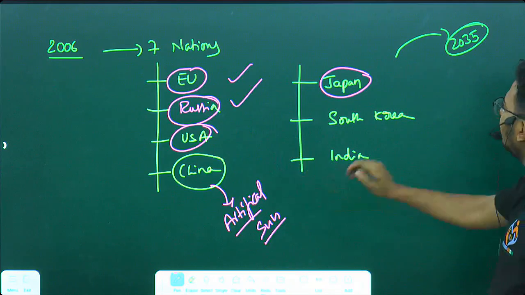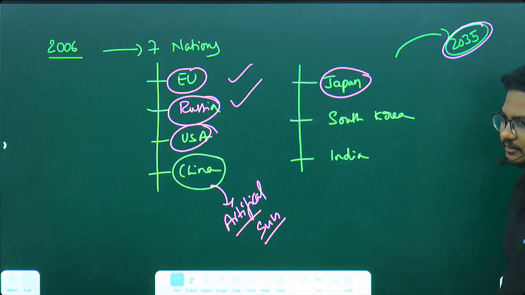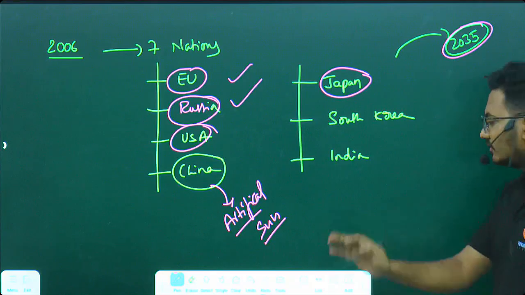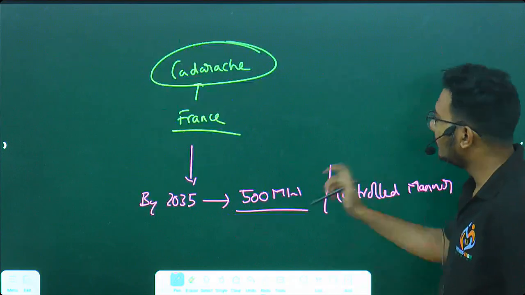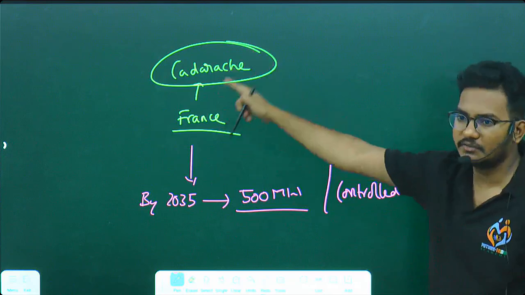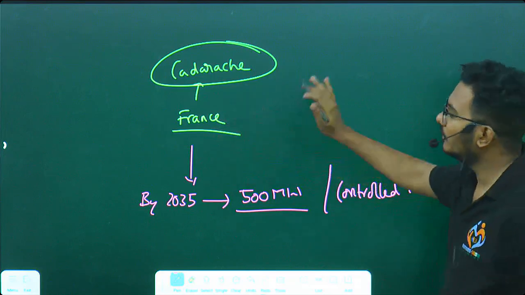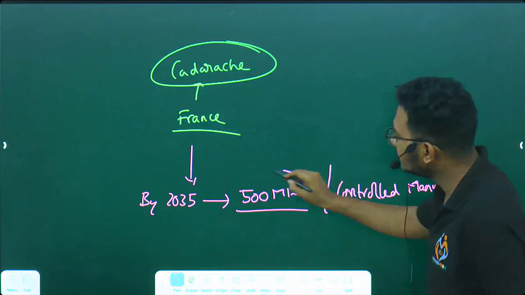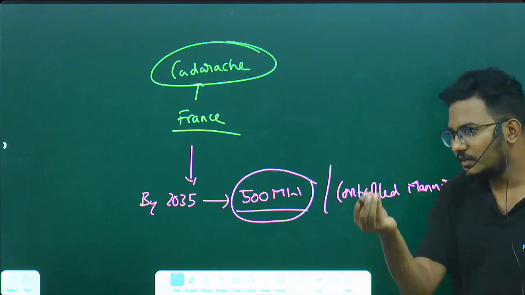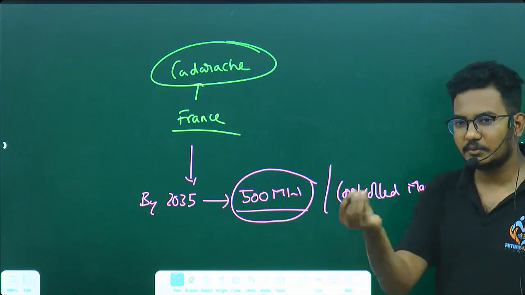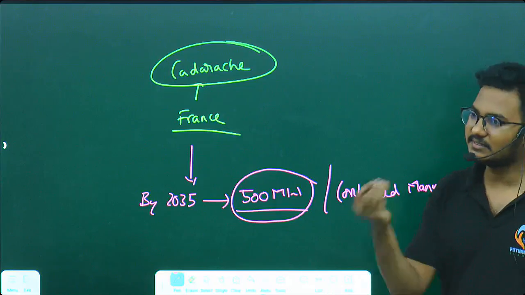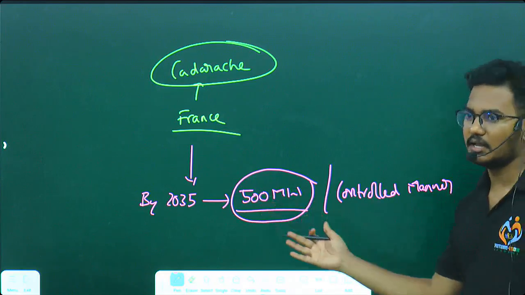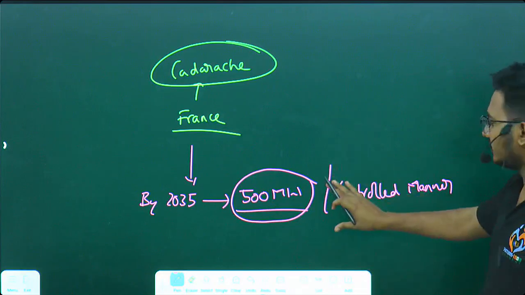Their plan is that by 2035 they'll manufacture individual parts and bring all the parts to a place called Cadarache in France. In France, they're going to assemble all the parts, and by 2035 their goal is to produce 500 megawatts minimum energy, just like a prototype. Once it succeeds, they'll implement it on a large scale. So this is the project.